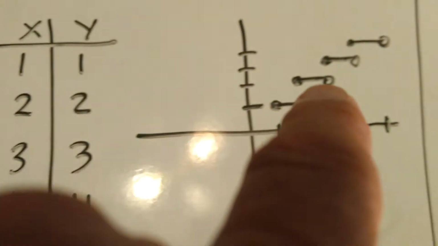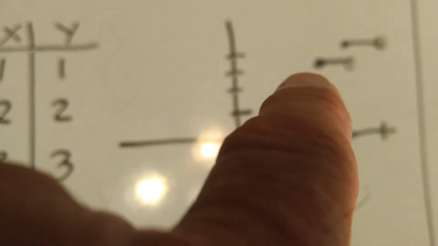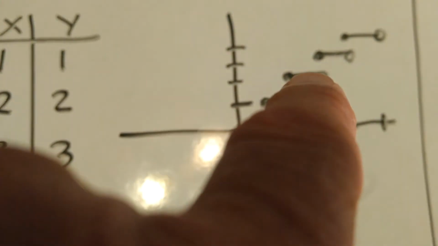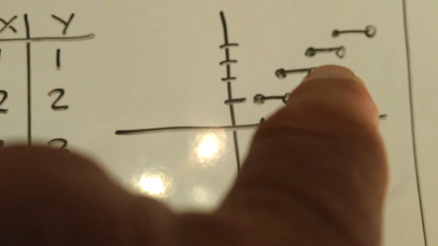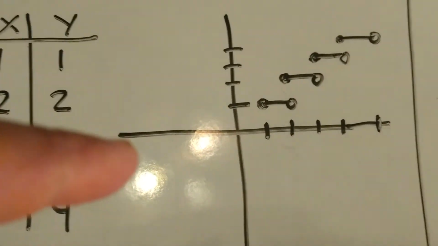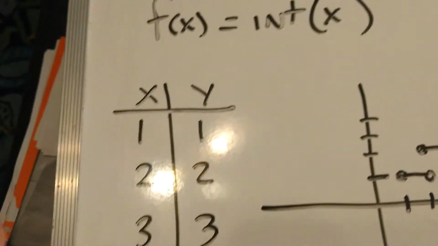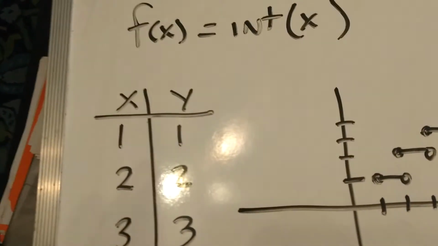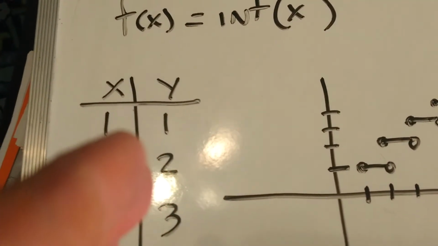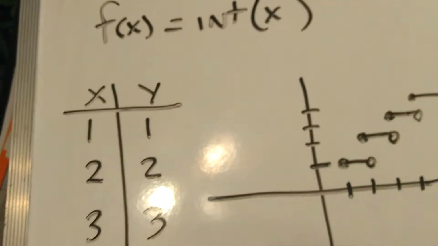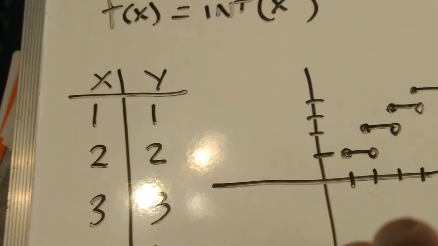And every x in between here is going to be 2 until we hit 3, and then it jumps up. And the y is going to be 3, and everything is going to be 3 until we hit 4, and then it jumps up. Thus, the name step function, because as you solve these, whatever integer you get stays that integer for y until you get to the next whole number for x.